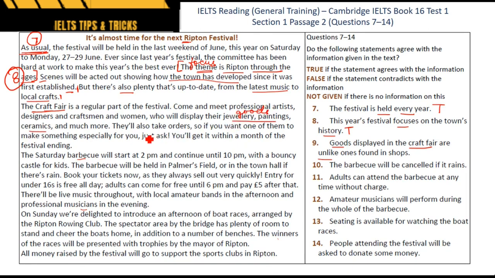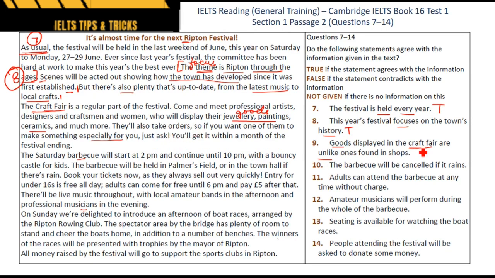They'll also take orders. So they here are the artists and designers, etc., who will take orders. So if you want one of them to make something specially for you, just ask. You'll get it within a month of the festival ending. So what this says is that if you want something special, it will be made for you. But does it say anywhere that what is displayed is different, or what is displayed is something you would never find at a shop? There is no such information given at all.